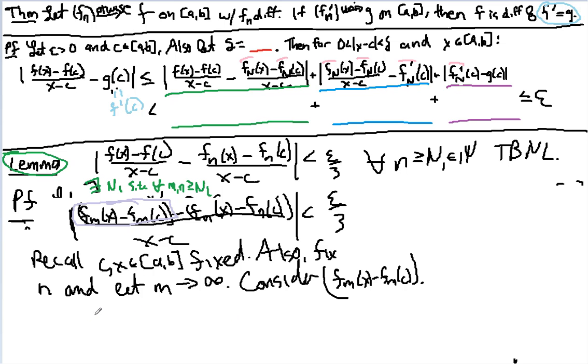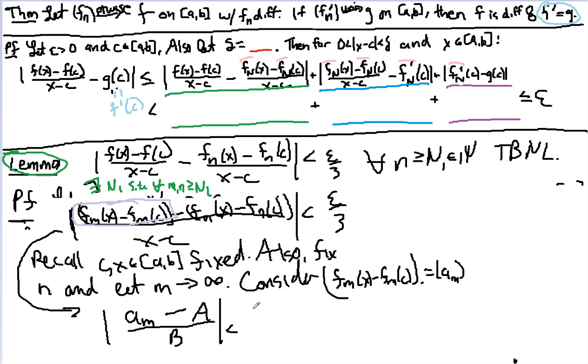Then what do we know? We basically get that this whole thing becomes, let's just call this a sub m, since it's just some sort of number sequence. What this is, a sub m minus, n is fixed, x is fixed, c is fixed. This is just a constant. X minus c are both fixed, so this is just b. This is less than or equal to epsilon over 3. Which means that a sub m minus a over b has to be between epsilon over 3 and negative epsilon over 3.